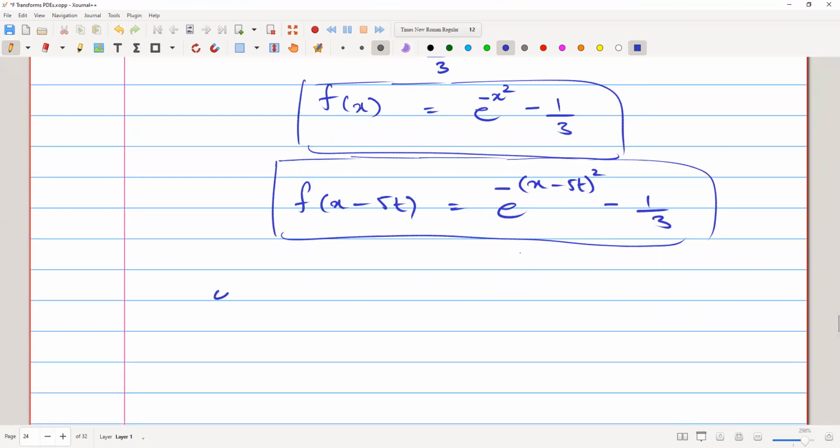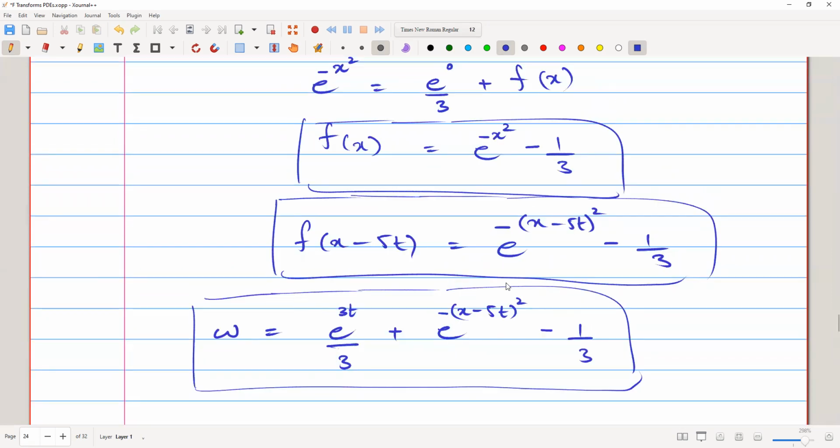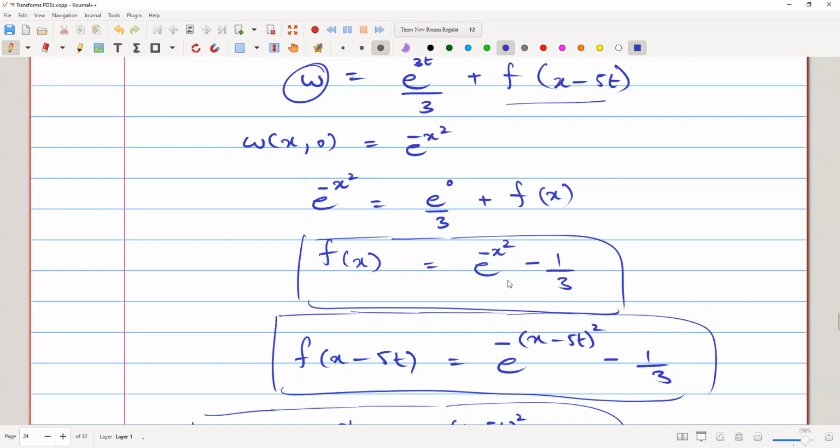So we have w equals e to the power 3t divided by 3 plus e to the power negative (x minus 5t) squared minus 1 over 3. So this is the solution to this problem, and we can actually verify whether this solution is good or not.